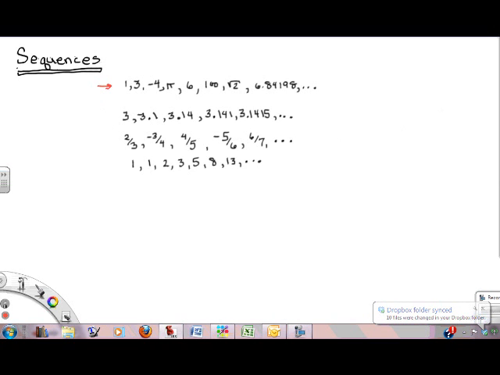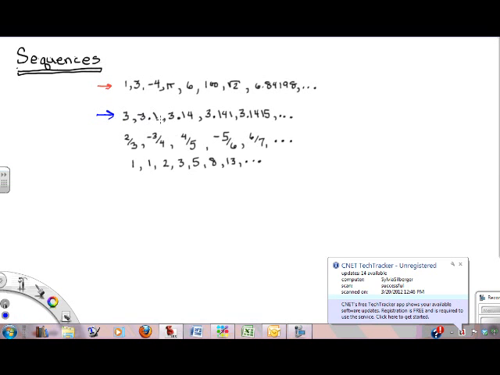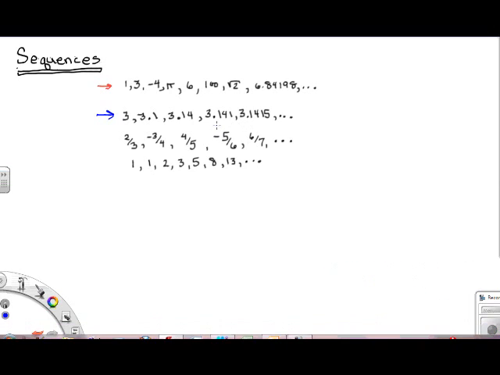Here's another sequence. This here, 3, 3.1, 3.14, 3.141, 3.1415. Do you see a pattern in this one? The first one had no pattern. This one has a pattern. Can you guess the next one? Yeah, if you guessed 3.14159, you're right. And then it goes on from there. You know what it is? Yeah, it's the digits of pi. I keep adding an extra digit to pi.